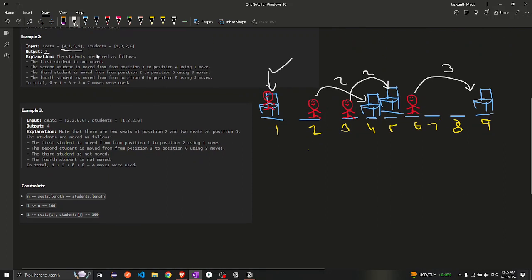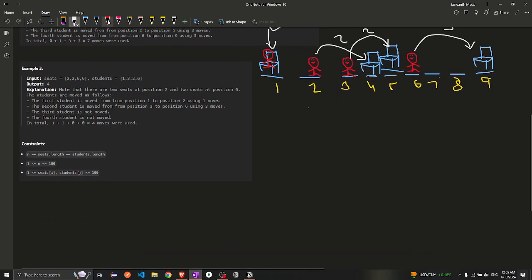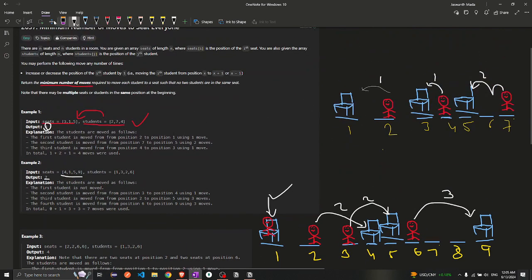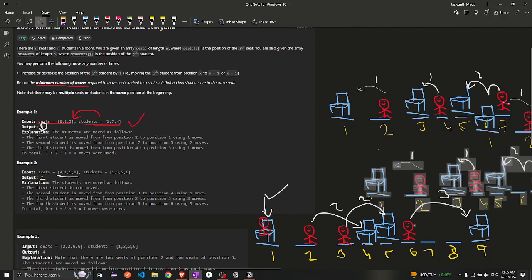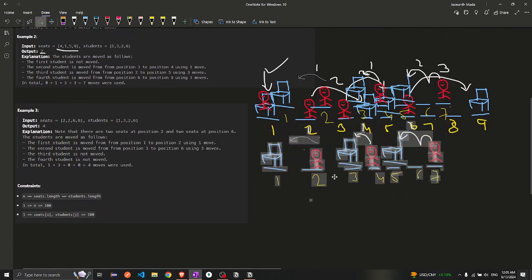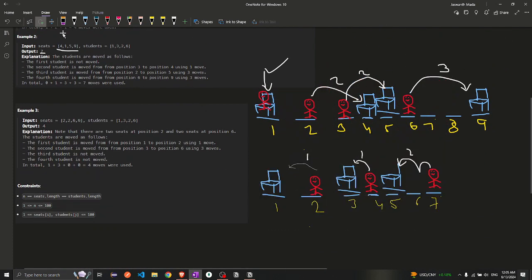Now let's look at another example in order to get a clear idea of what's happening in this question. So I'll just copy the same one. In this example, we have two seats at the position 2. That means we don't have this chair here.